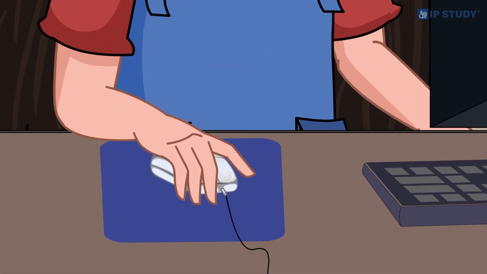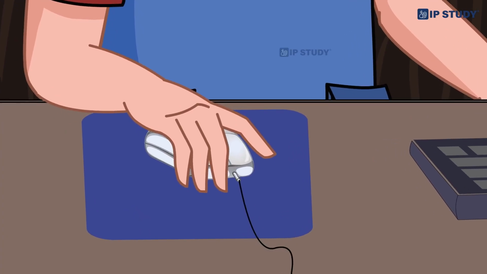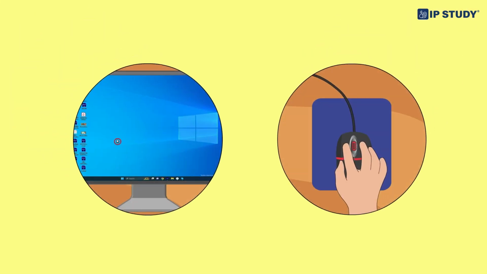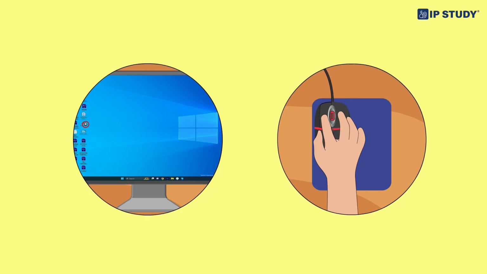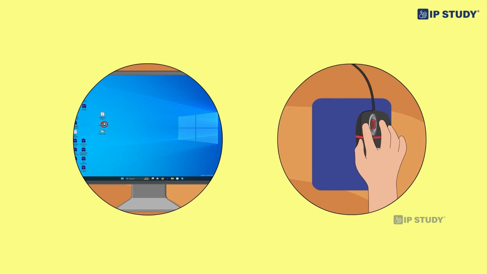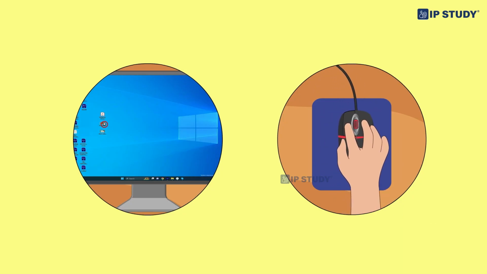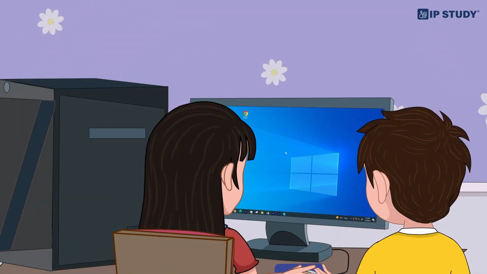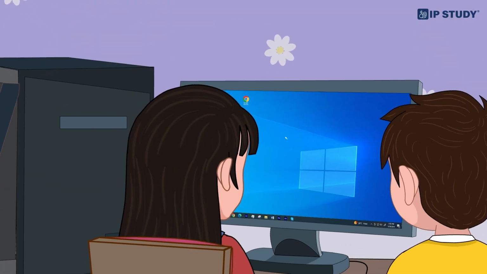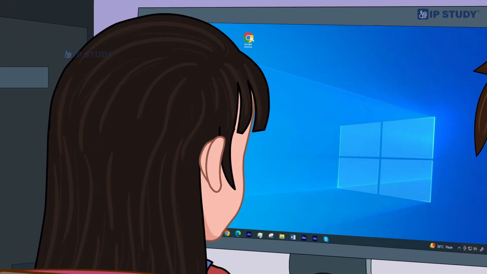Jerry, that's not just a cloth. It's a mouse pad. It is a flat pad on which the mouse is placed to make smooth movement of the mouse pointer. I can see a little arrow on the screen using the mouse.